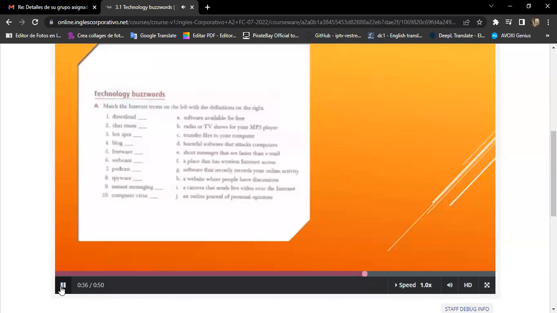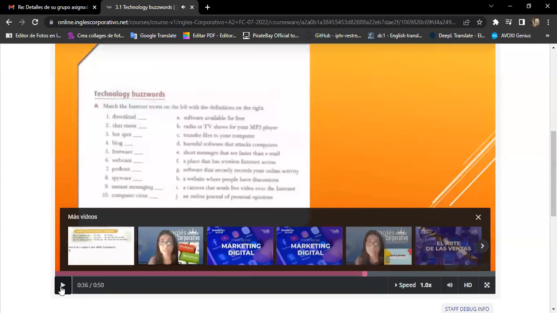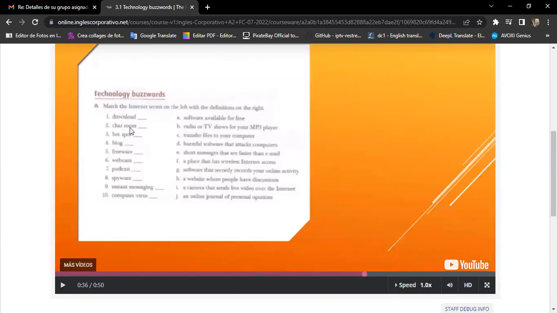Okay, those are buzzwords. These are things that we only understand in the internet. Download, chat room, hotspot, a blog.